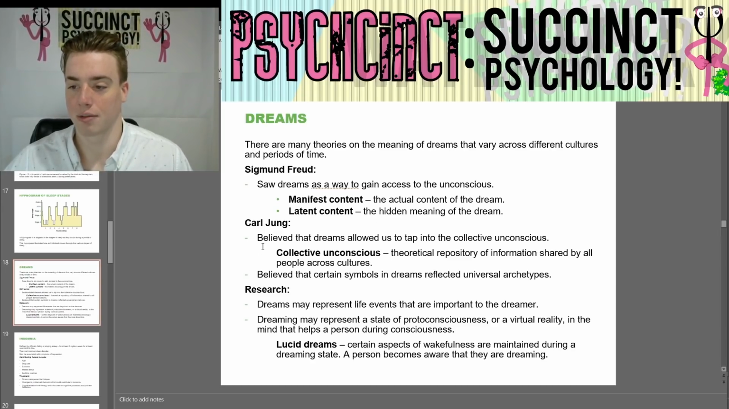Now, Carl Jung believed that dreams allowed us to tap into the collective unconscious. The collective unconscious is a theoretical repository of information shared by all people across cultures. He believed that certain symbols in dreams reflected universal archetypes, which is a really interesting idea, that we have this kind of unconscious hive mind. Or not hive mind, but just, as it says, that certain symbols are universal archetypes, even across cultures.